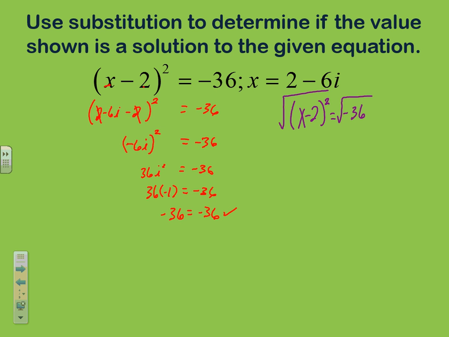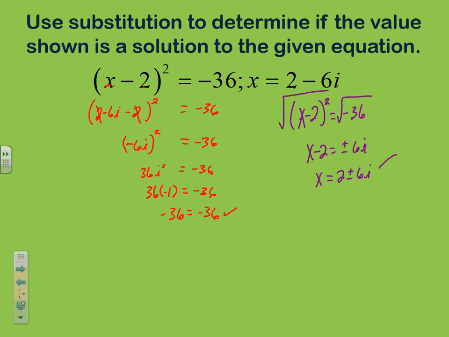So on the left side, something where I square it and take the square root at the same time, those cancel each other out, and I'm going to be just left with x minus 2. And the square root of negative 36 will give me either a positive or a negative 6i. And from there, we can move the 2 over through addition, and I will get x to be equal to 2 plus or minus 6i. And 2 minus 6i was one of the two possible solutions.